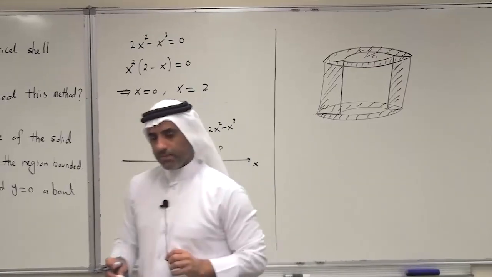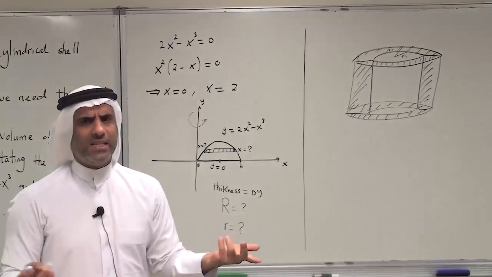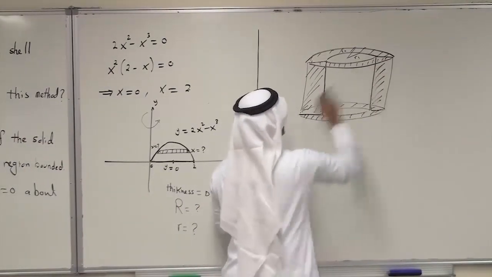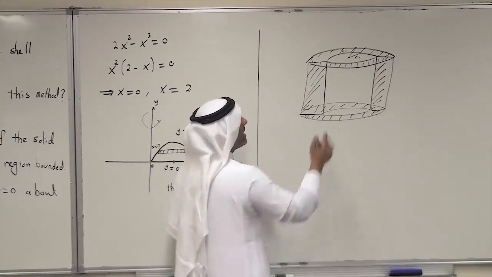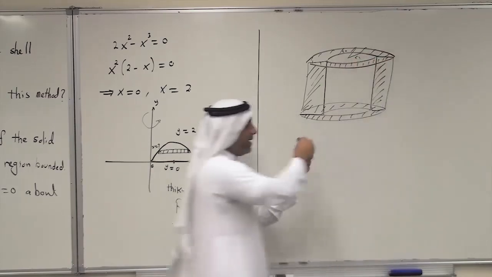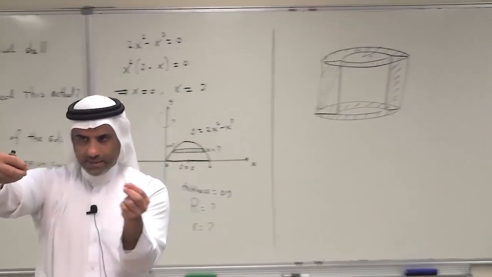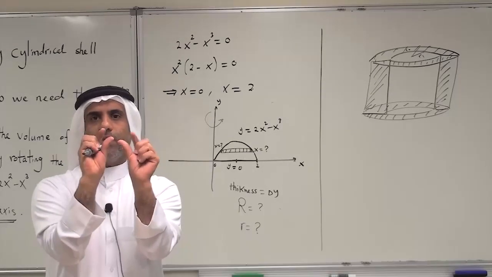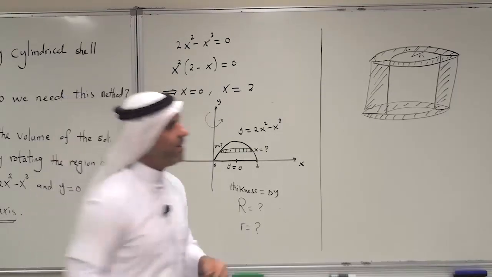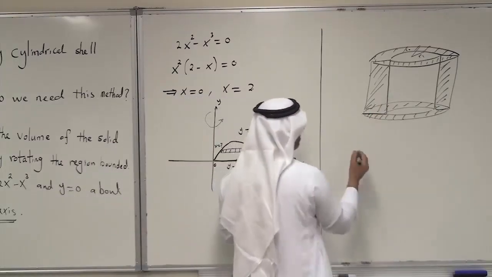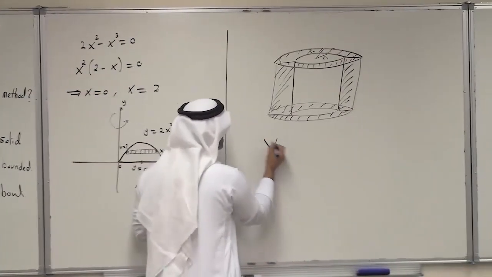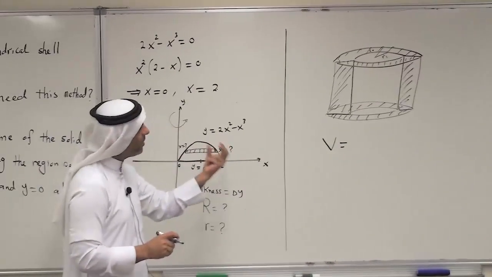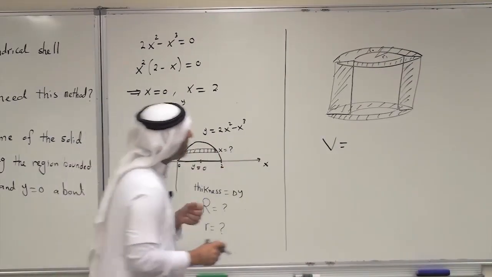Now the question is, what is the volume of a cylindrical shell? Meaning, what is the volume of this solid part of this cylindrical shape? Clearly, it is the volume of the outer, larger cylinder minus the smaller cylinder. That will give me the volume of this solid part of the cylindrical shape. So let us calculate it. What is the volume of a cylindrical shell? That's what we are trying to use to find the volume.